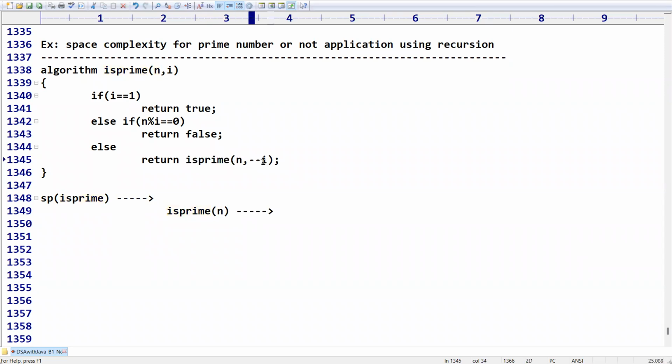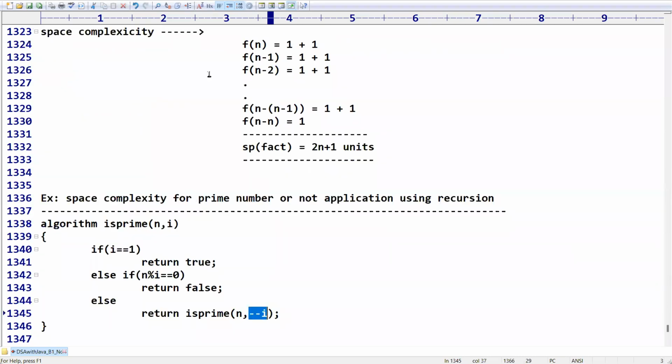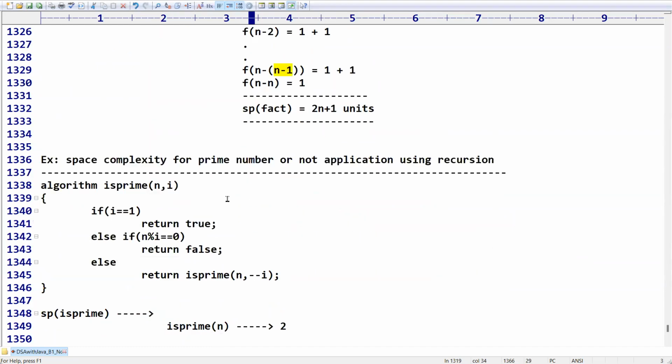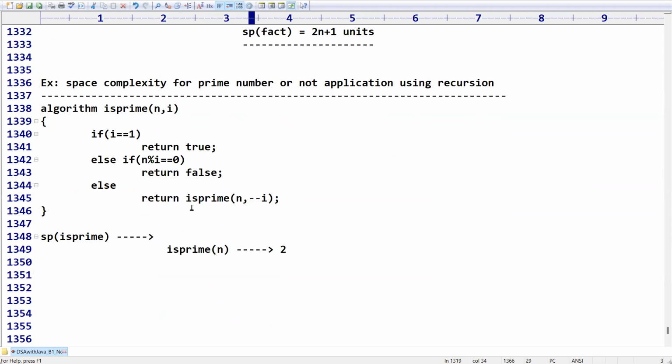By passing n comma I minus minus, how much space is required here? 2 units, because one is used to store n, another one is used to store this I. But in the previous example, we considered only 1 unit for this. What is the reason for that? Because we had only one argument there, but here we have two arguments. That's why 2 units. Suppose if you have any other variable here, maybe n plus I, then additionally plus 2 you have to take. But here we don't have that scenario, just a function call with the 2 parameters. So to maintain this, we are going to take this one.